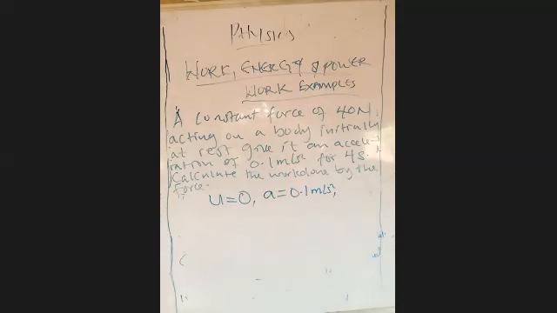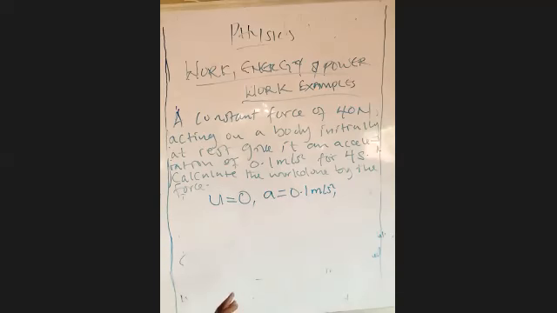I don't understand. U equals 0? I don't understand it. How do you do it? I don't understand the acceleration equals 0.1 meters per second squared. You said U equals 0 and acceleration equals 0.1. This U equals 0, I don't know how to do it.